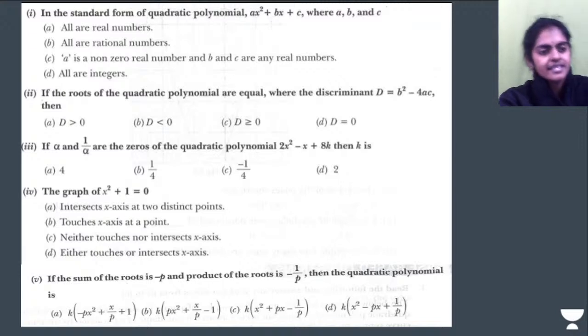Option D. Anurag says it is option D. Any more answers?